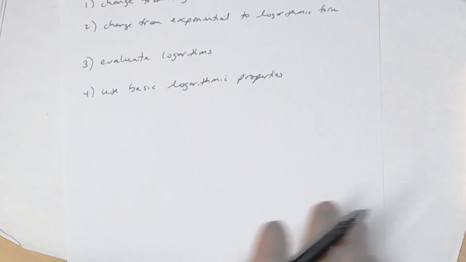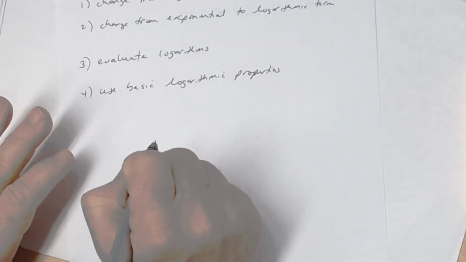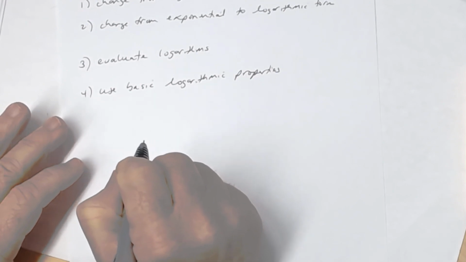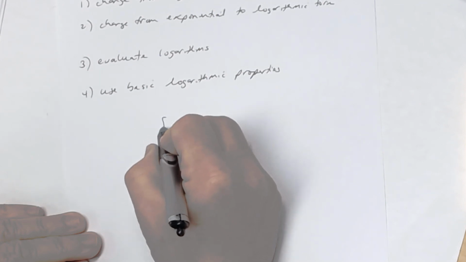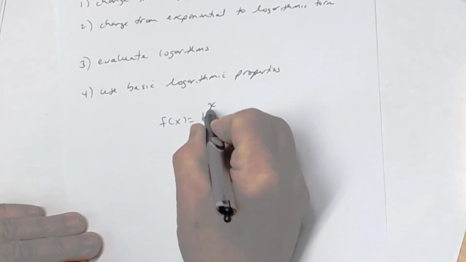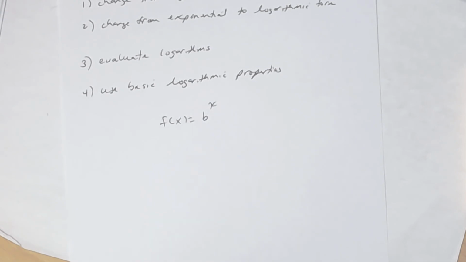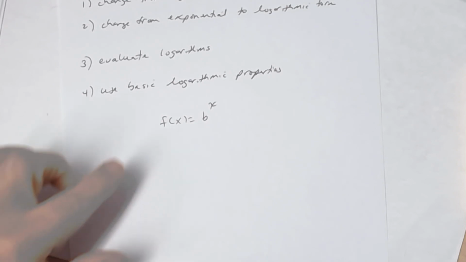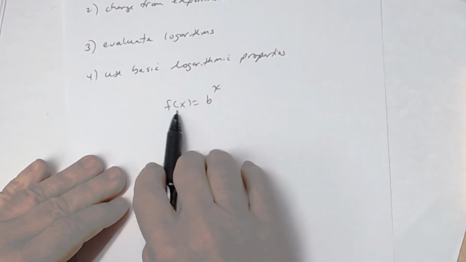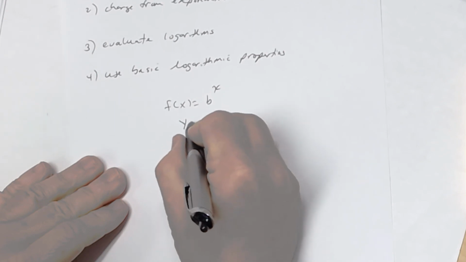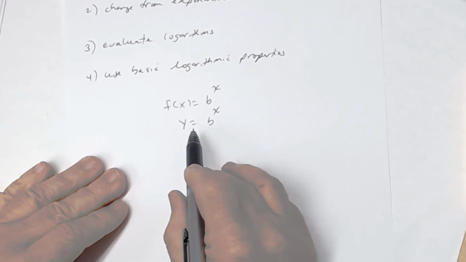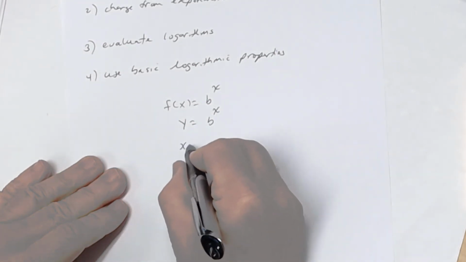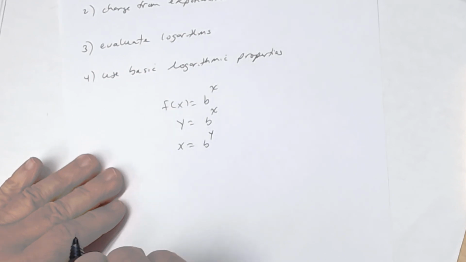All right. So we just saw that all exponential functions have an inverse. So let's look at the basic exponential function, f of x equals b to the x. It has that form, and I want to find that inverse. The first thing we do is replace f of x with y, so I get y equals b to the x. Then you interchange the variables, so x equals b to the y. And then you're going to solve for y.